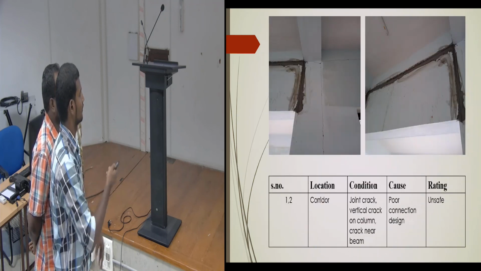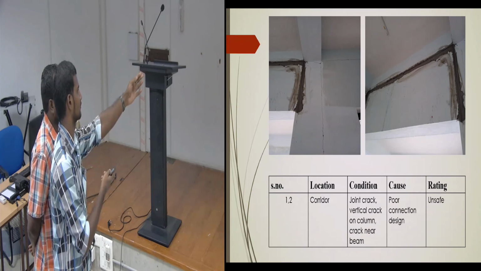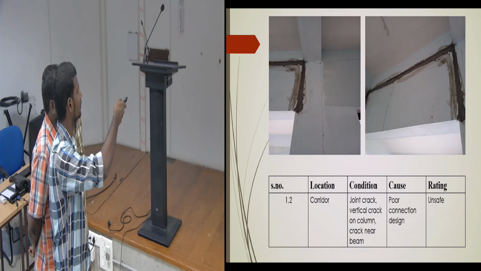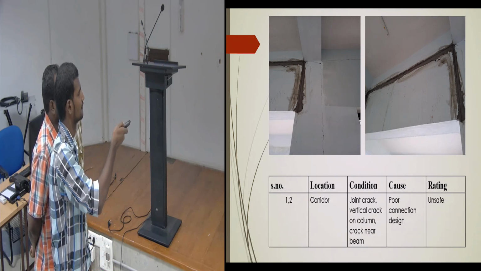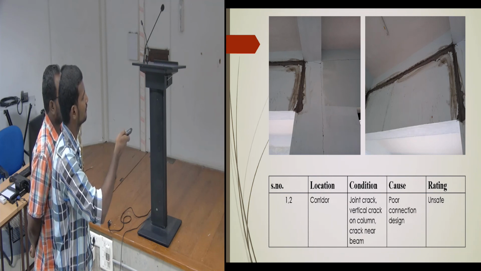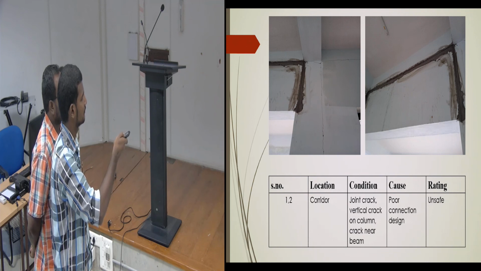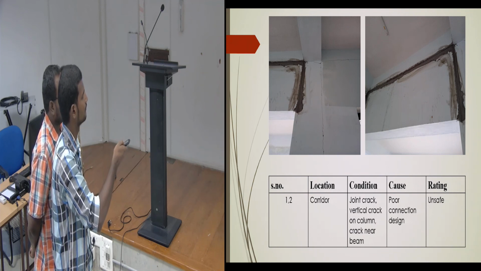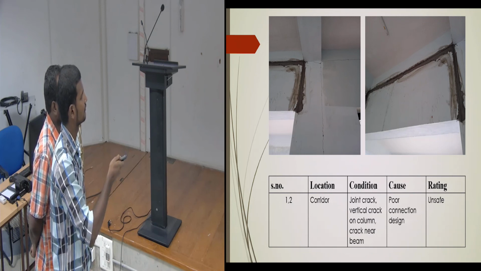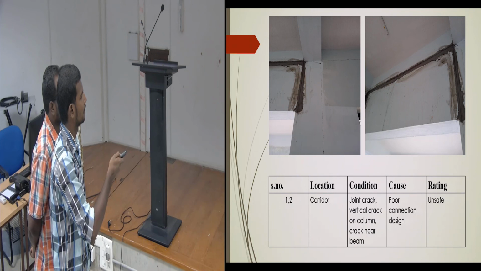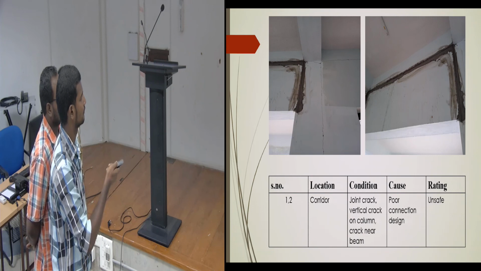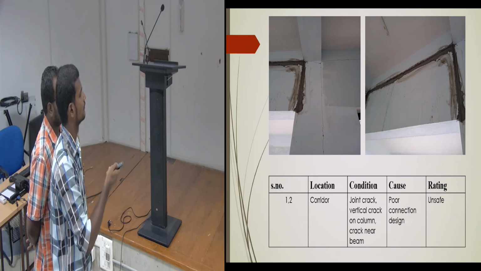Here is the staircase, and if we come this side and look up on the opposite side, there has been a lot of patchwork. According to our observation, this is a beam, and this, I guess, is a small wall made of brick. So they must have provided a beam here. Due to the heavy load, the cracks must be developing. Again, poor connection design here. So it's unsafe.